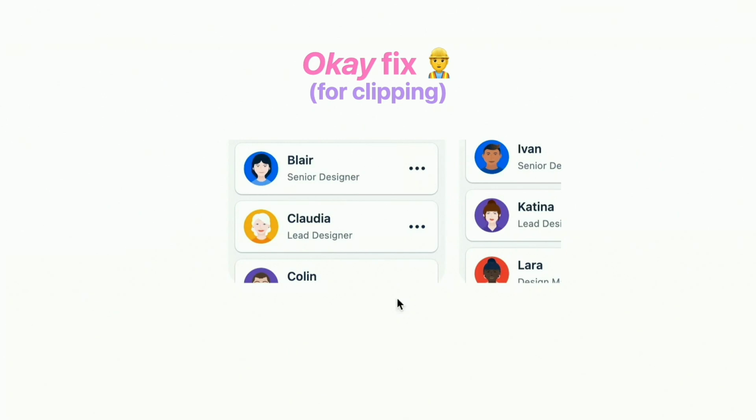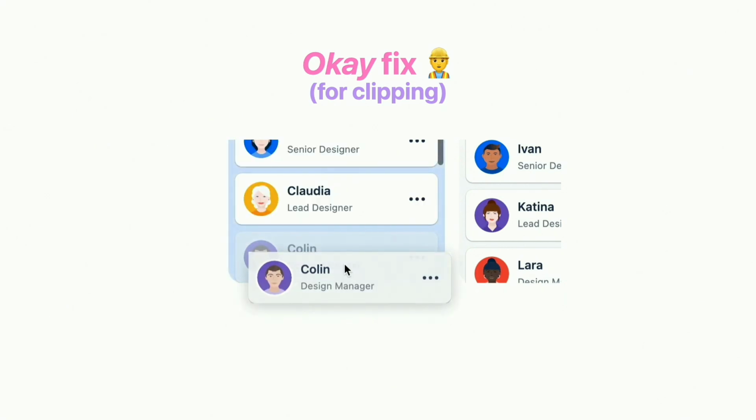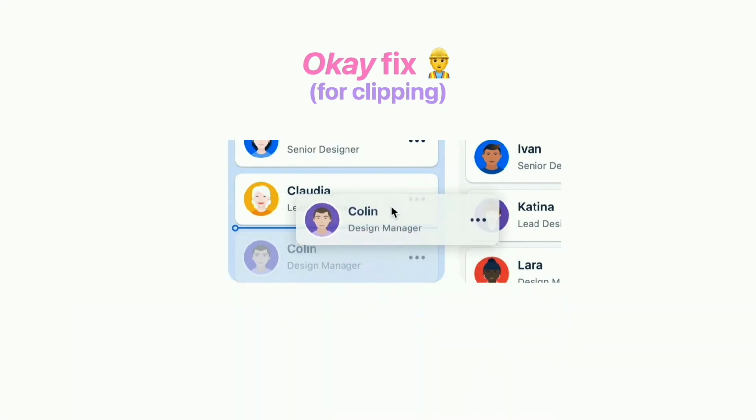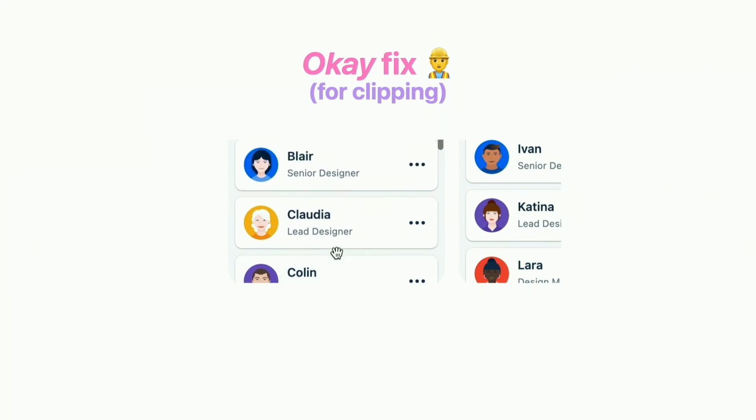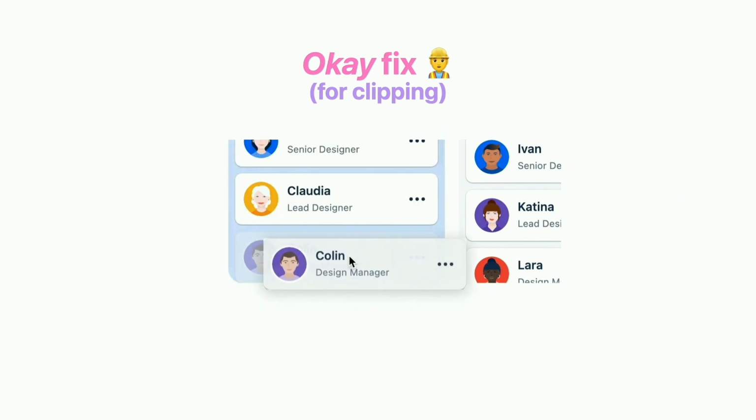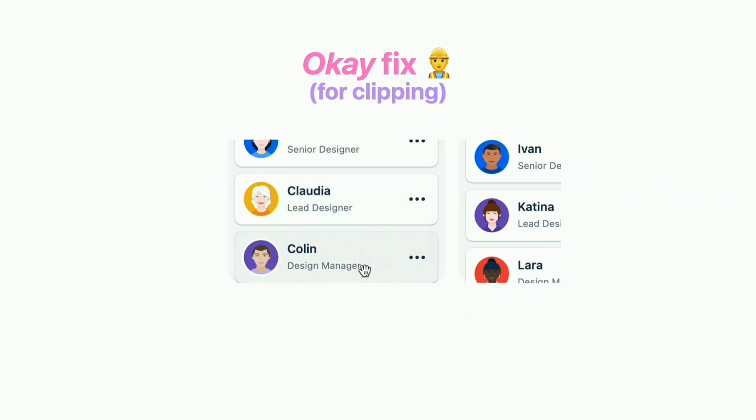This is an okay fix before I go on, just for the clipping one. What you do is in onDragStart, you just quickly scroll it into view before it takes the photo. And that fixes that kind of clipping issue, but still not ideal.